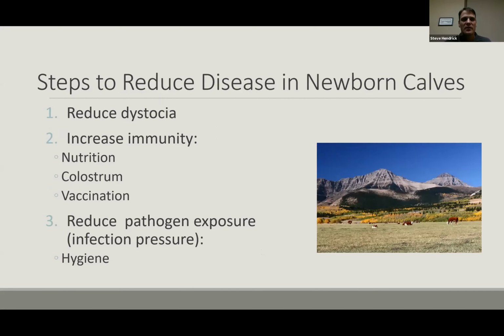So the bulk of my talk now will focus on steps to reduce newborn calf disease. The first area that we'll discuss is reducing dystocia. The second point will be increasing immunity. In that, we'll discuss colostrum and vaccination, and then finally reducing pathogen exposure or infection pressure through hygiene. Okay.